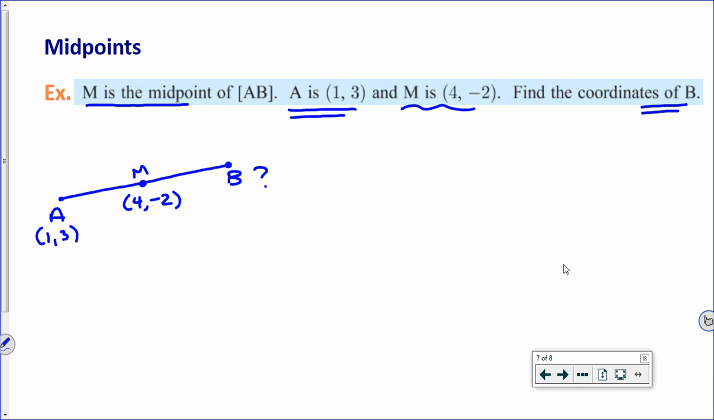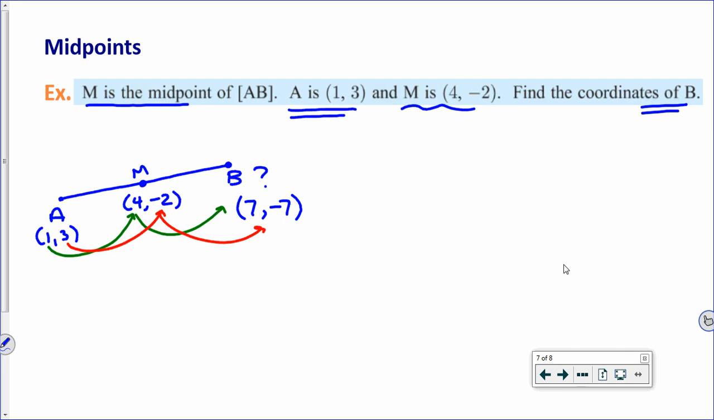So one way to do it is just by common sense thinking. If A goes from 1 to 4 as it goes to M, then this one's going to have to go up by the same amount. So you're thinking, from 1 to get to 4, I have to go up by 3, so I must have to go up by 3 again. And therefore, this coordinate is going to start with a 7. This is one way to do it, and I'll show another way if this way is not working for you. Same thing with the y's. If a 3 became a negative 2, that's like going down 5, so I must have to go down 5 more, and so that would be negative 7. So the coordinates of B are going to be positive 7 comma negative 7.